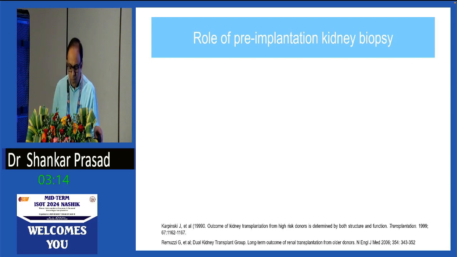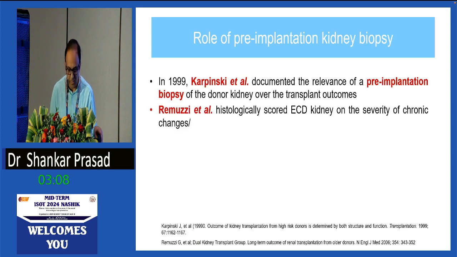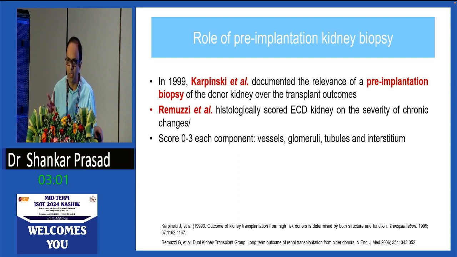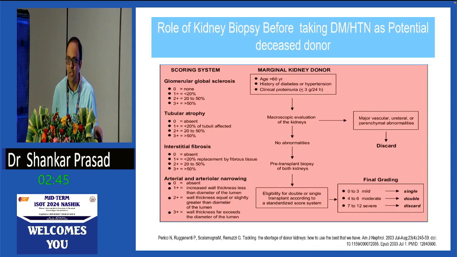The role of pre-implantation kidney biopsy started in 1999 with Karpinski et al. And then Remuzzi et al. What they did is histologically score the ECD kidneys on the severity of the chronic changes. Scores were given from 0 to 3 for each component, that is the 4 components: vessels, glomeruli, tubules and the interstitium. The total score was 12. If 0 to 3, the kidney will go to an appropriate recipient, 4 to 6, it should go to a dual kidney transplantation, and more than 6, discard.